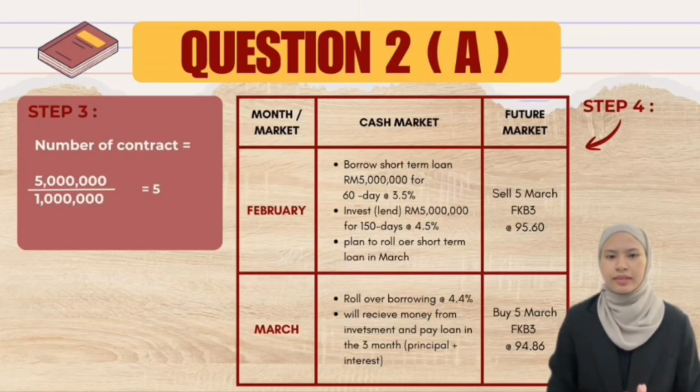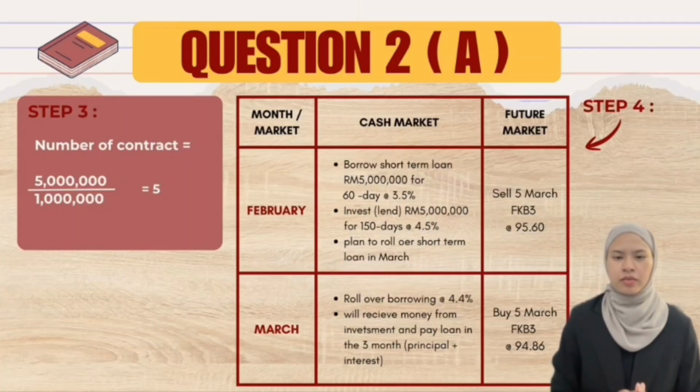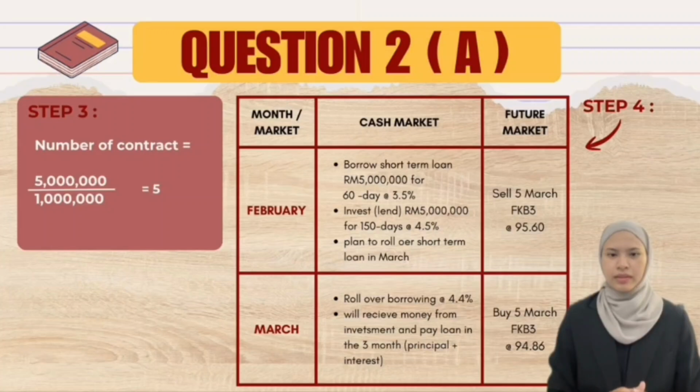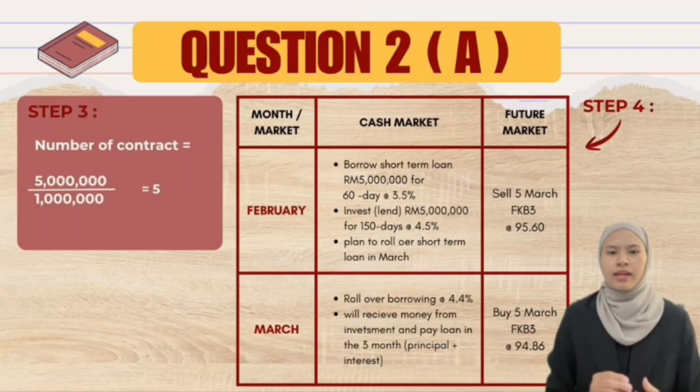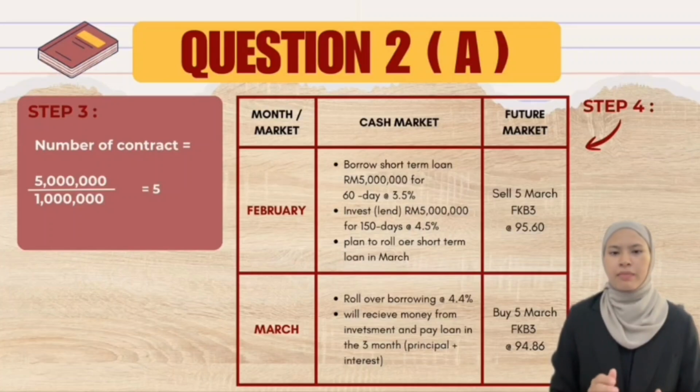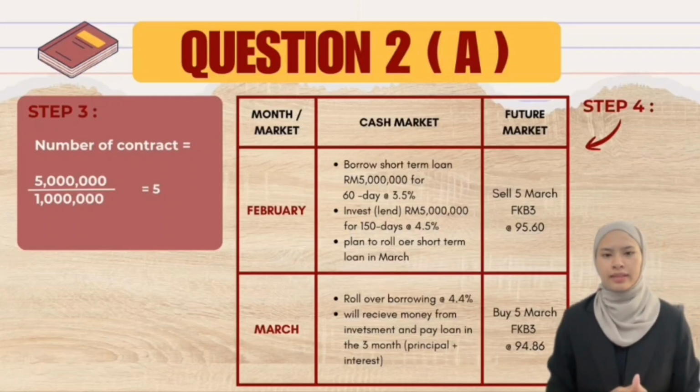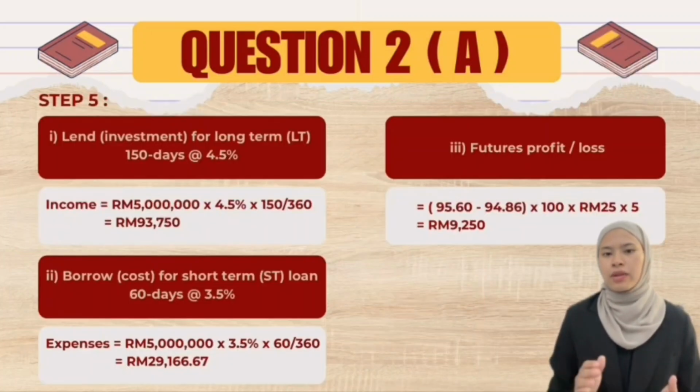After 60 days, the borrowing is repaid and the dealer rolls over the borrowing for another 90 days at the prevailing forward rate. At the same time, the futures contract reaches maturity and the dealer closes the short futures position by buying back the contracts at the fair value of 94.86. Now, let's look at the profit calculation.